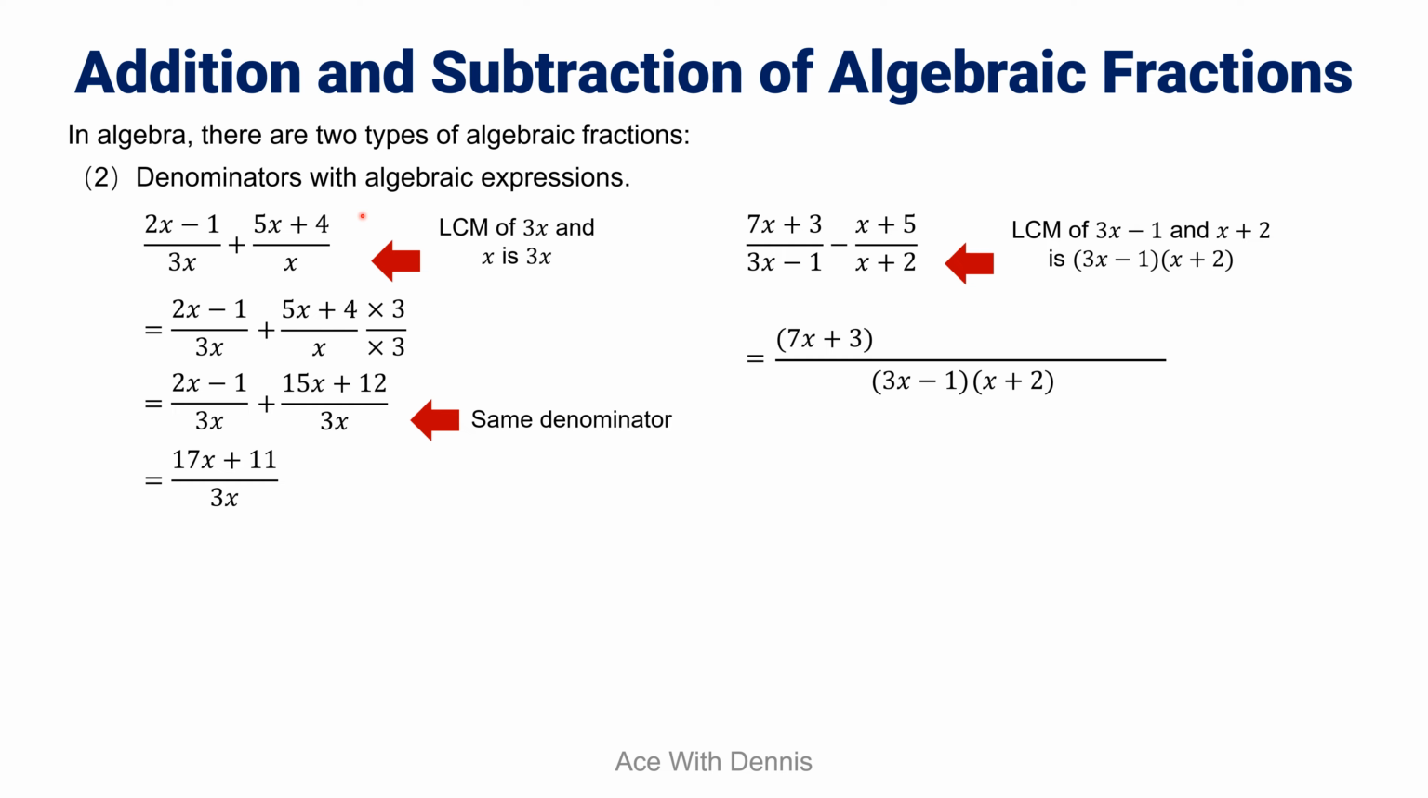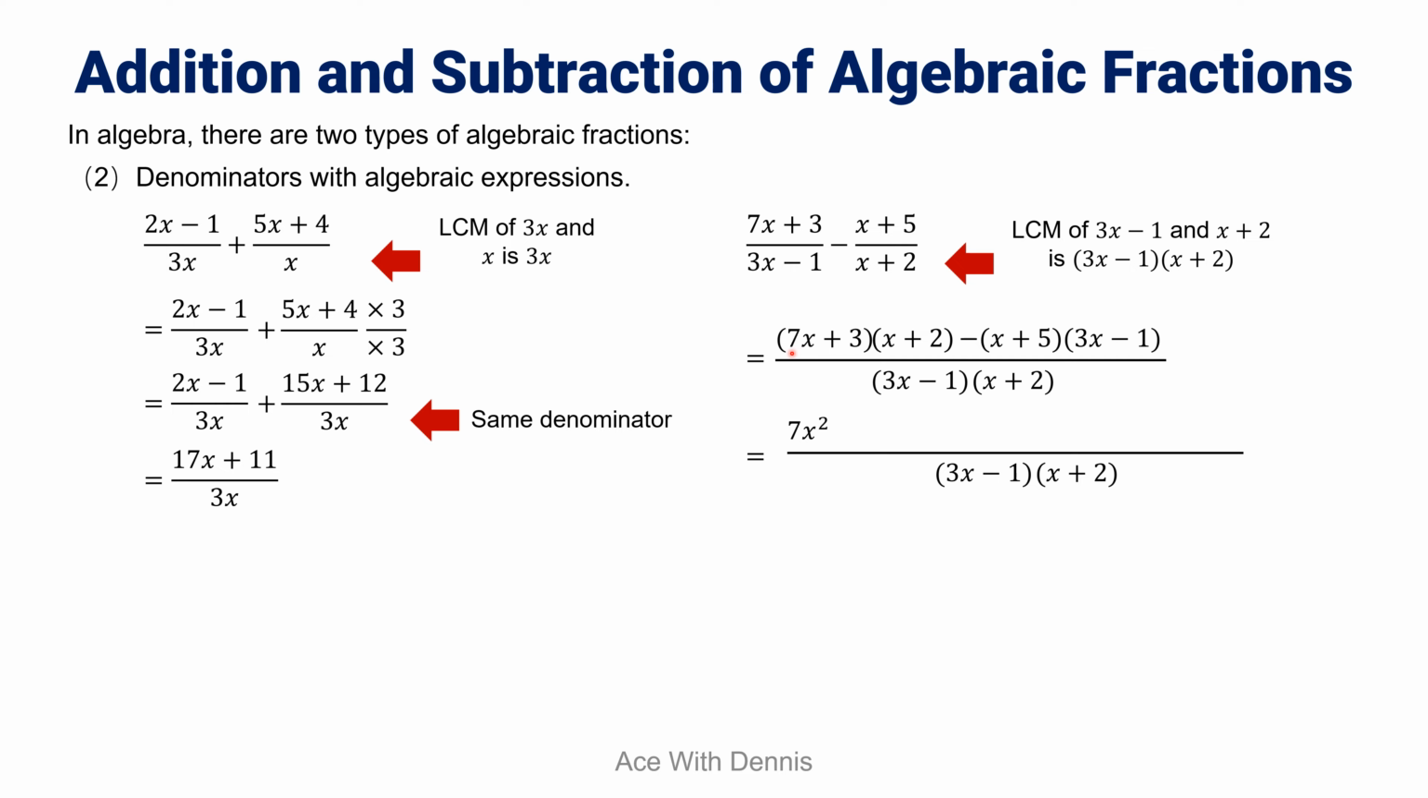For the numerator, the first one is 7x plus 3. We have to multiply with x plus 2. Then minus, because over here this is minus, we have to follow the minus here. Then x plus 5, this numerator has to multiply with 3x minus 1. Then once we reach here, we have to expand the bracket and simplify.